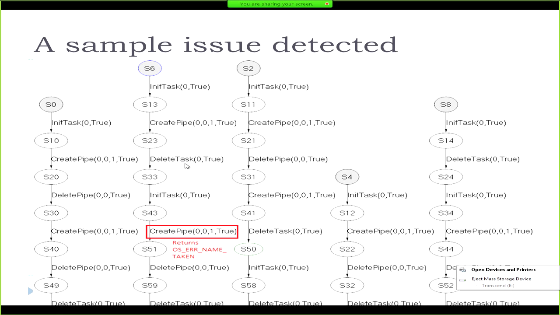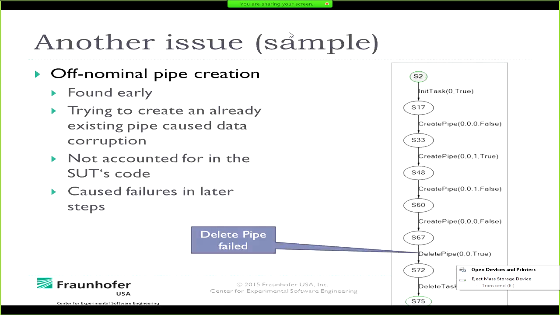Okay, and this is an interesting off-nominal scenario that regular testing has missed, we believe. I looked at the code and found the reason: whenever we do create pipe, some memory is allocated and some variables are initialized with the pipe names and so on, and they were not reset. That was the reason this failed. And there's another interesting example, where creating a pipe, then creating it again, and then going after and deleting it would not work.